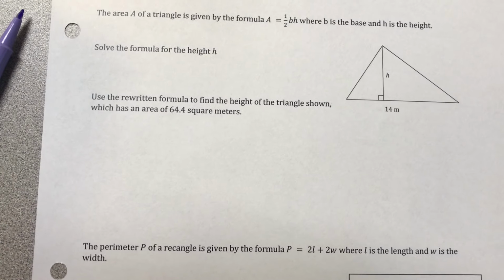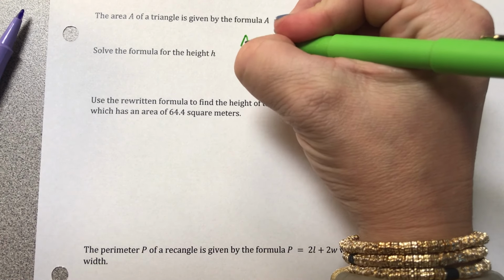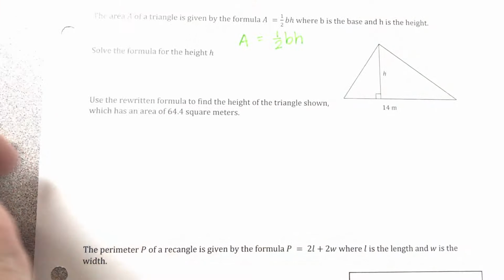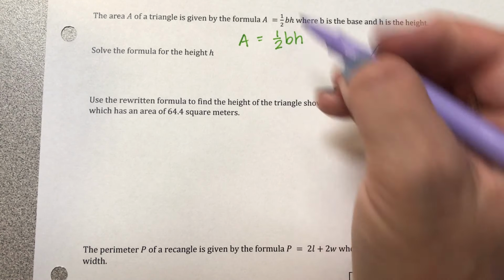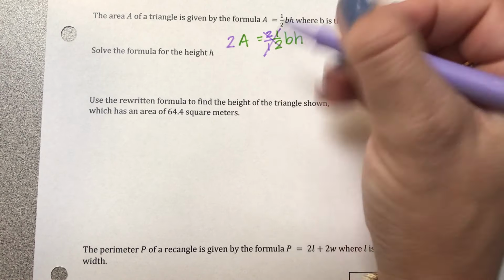Okay, go to your second page and let's look at this triangle. It says the area of a triangle is given by the formula area equals 1/2 BH, where B is the base and H is the height. Solve the formula for the height H. So my original formula is A equals 1/2 BH. If H is what I want, right now it's being multiplied by half. I'm going to multiply both sides by the reciprocal because I want that to cancel.